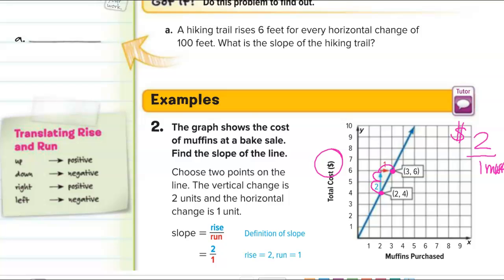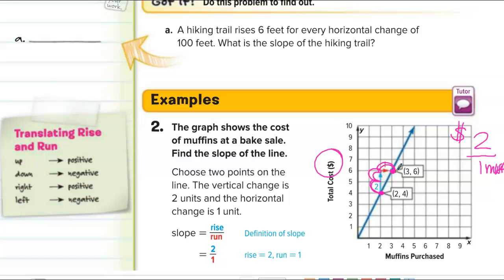Questions on that one? No. So I literally just counted from the first point how many I had to go up, which is your rise. Then I counted how many I had to run, which is your horizontal. So easy. One thing I want to make note of.